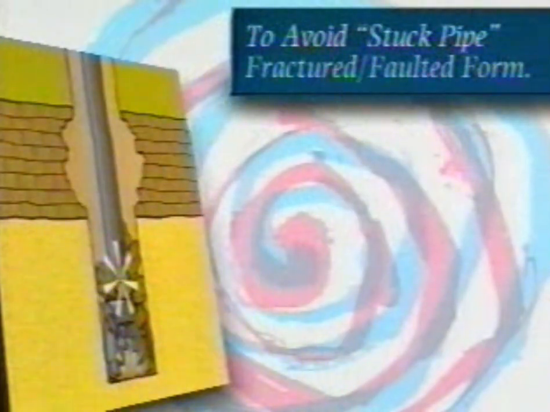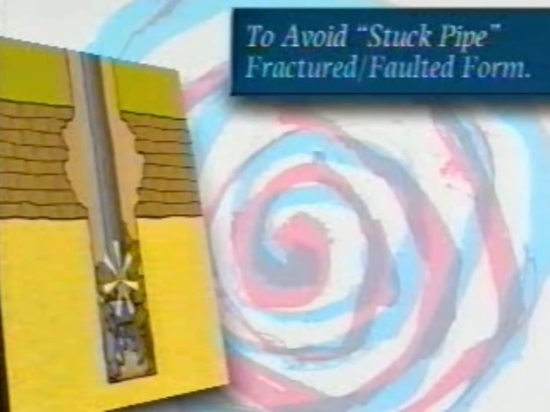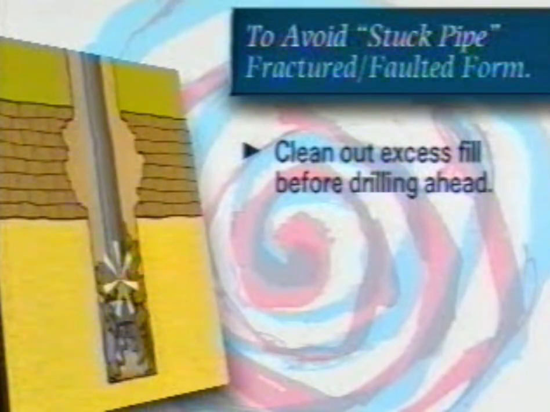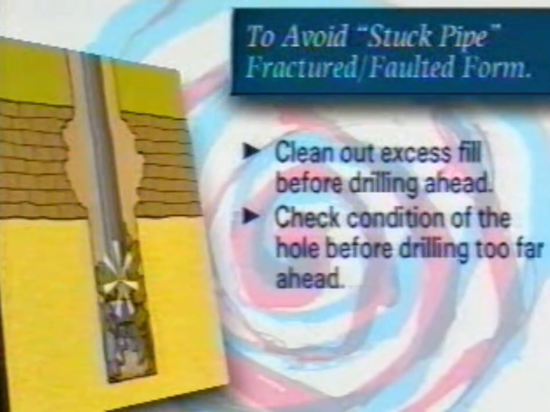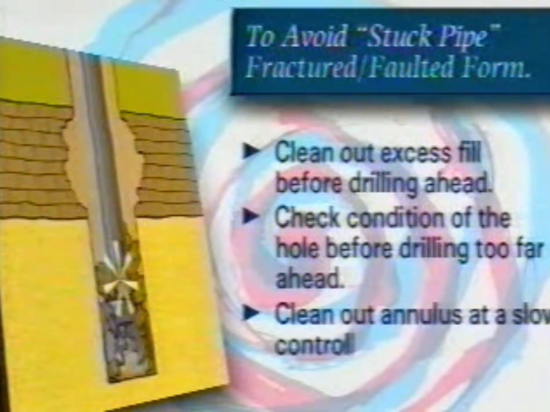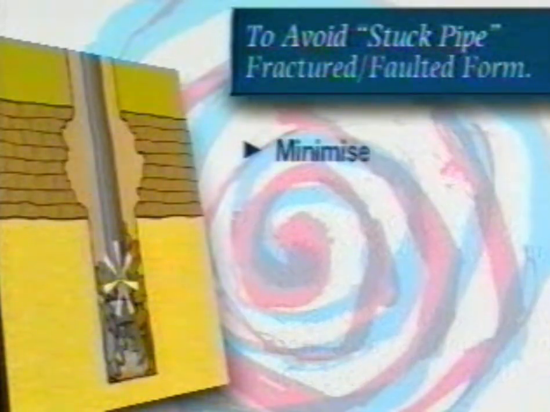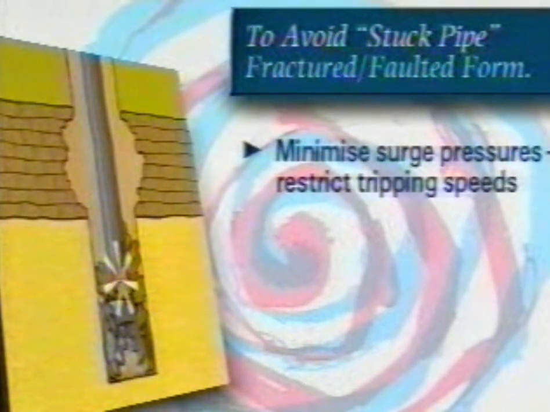To avoid stuck pipe in fractured formations, the following action should be taken into consideration. Clean out any excess fill before drilling ahead. Check condition of the hole before drilling too far ahead. Clean out the annulus at a slow, controlled rate, remembering the lost circulation potential. Minimize surge pressures and restrict tripping speeds.